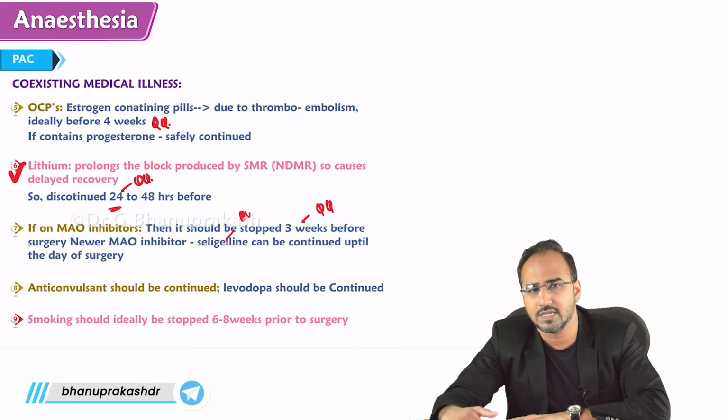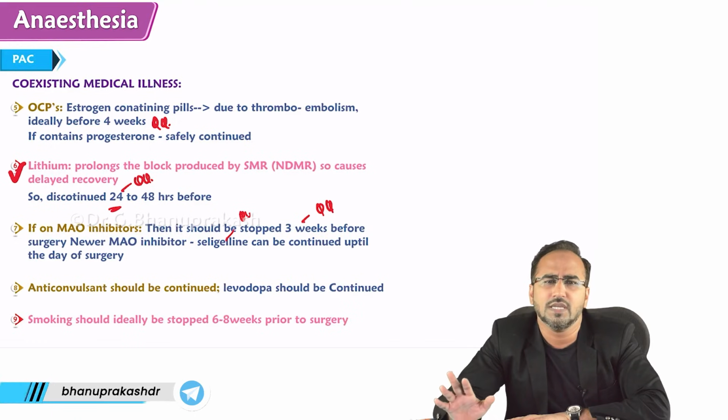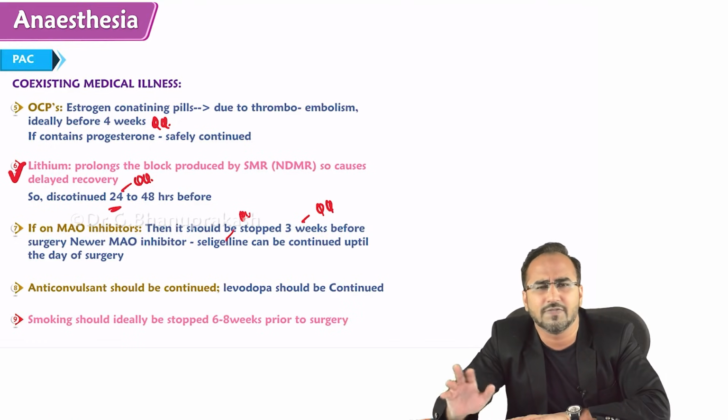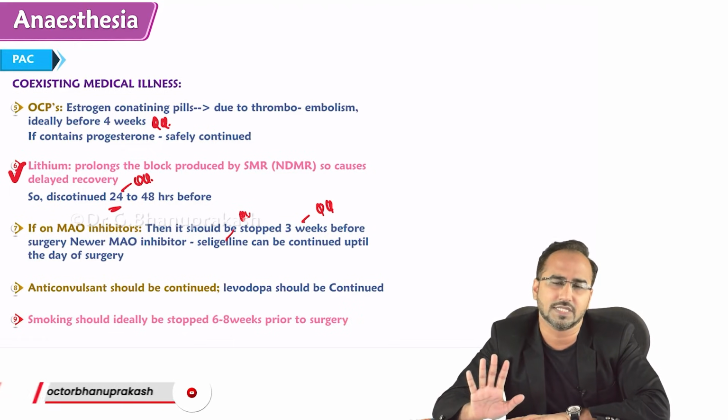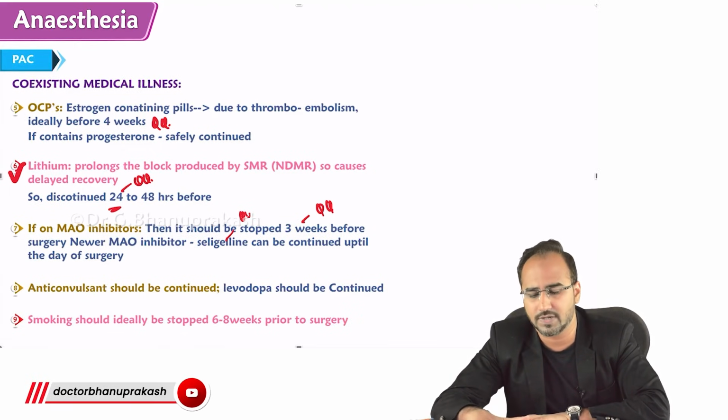General anesthesia. In some patients, local can be given if the patient is very drowsy. In some patients, conscious sedation can be given. That is different. But normally, what do we go for? General anesthesia. We go for general anesthesia, right?